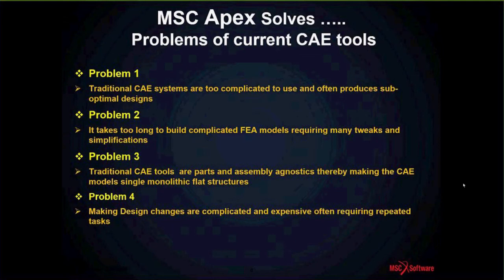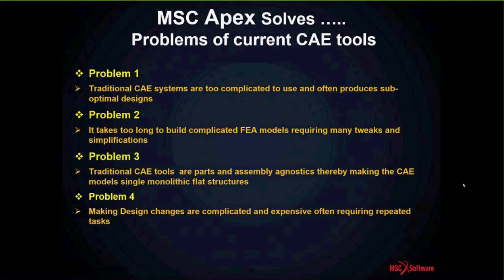Problem number three itself cascades into problem four. Because it becomes one monolithic flat structure, it is very difficult to make any design changes because the original product structure and the assembly are lost. You don't even know what the part is, where that part is in the assembly, and what modification one can do. Ultimately, you end up doing repeated tasks, which is very expensive. These are the problems that we identified, and there could be many other problems.